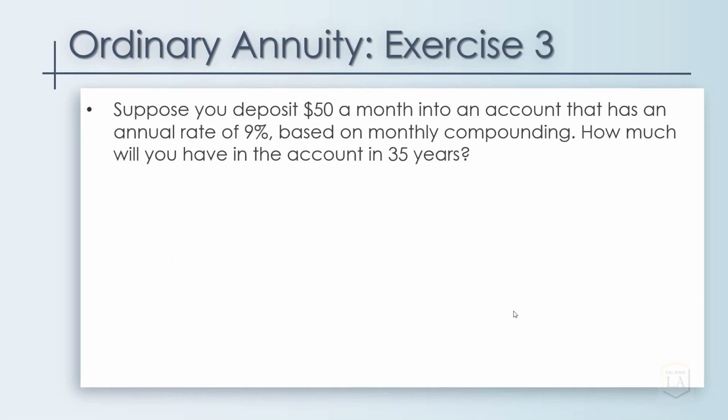Exercise 3, once again, a very similar problem, except that you are asked about the future value. So depositing $50 a month with an annual rate of 9%, but the compounding frequency is monthly. So once again, you'll have to adjust the interest rate and the number of periods. And it's asking you how much you will have in 35 years.